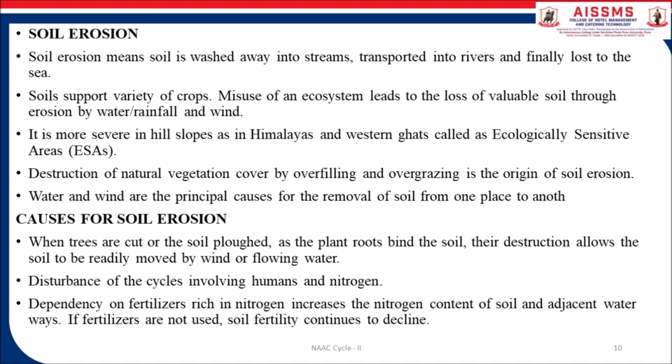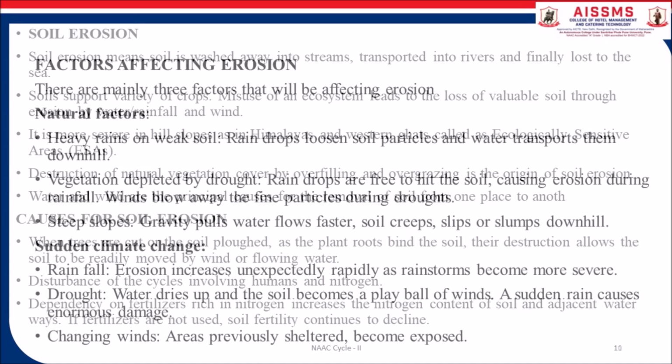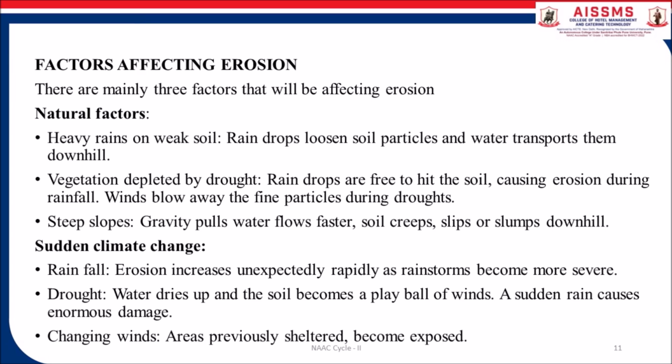Let us understand factors affecting erosion. There are mainly three factors that will be affecting erosion. Natural factors. Heavy rain or weak soil, raindrops loosen soil particles and water transports them downhill.